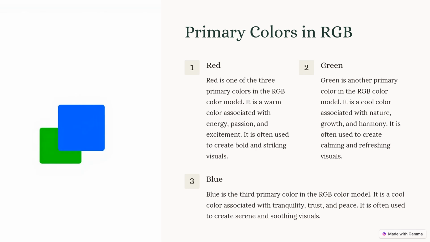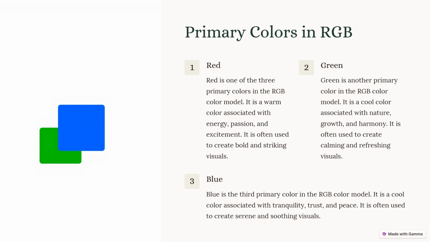Red is one of the three primary colors in the RGB model. It is a warm color associated with energy, passion, and excitement. It is often used to create bold and interesting visuals. Green is another primary color in the RGB color model. It is a cool color associated with nature, growth, and harmony. It is often used to create calming and refreshing visuals.